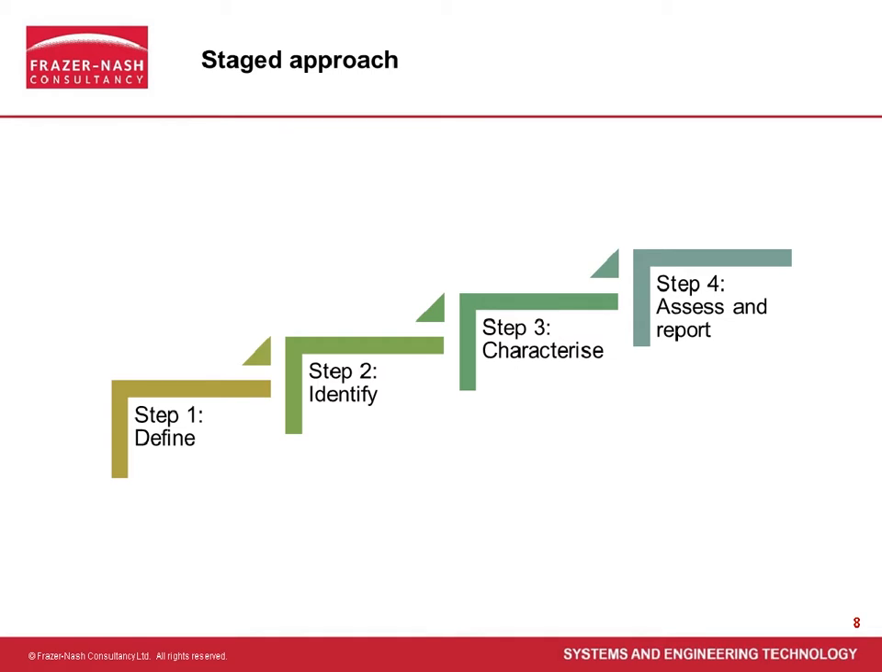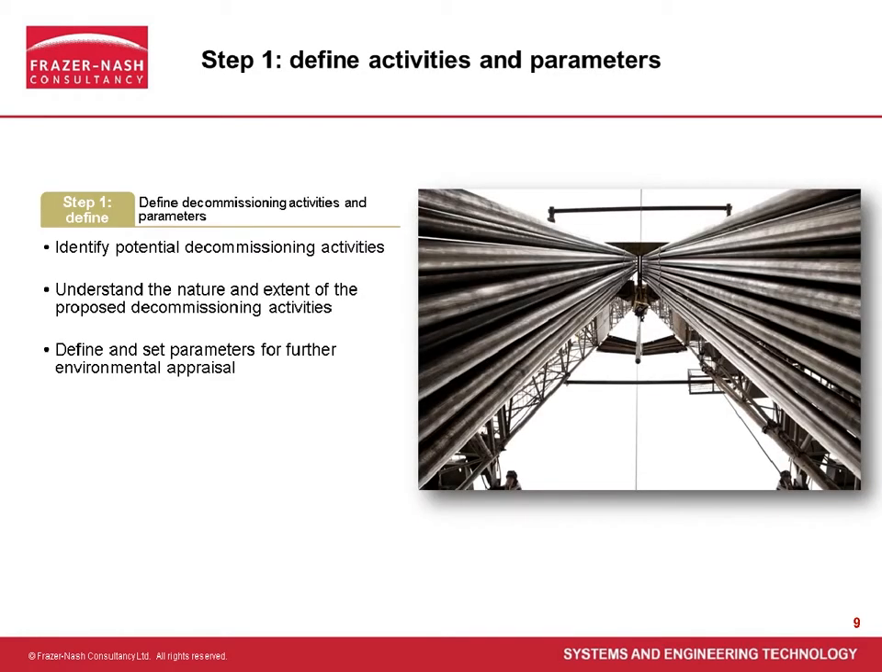The third step is to characterise the baseline environment. This is based on understanding the receiving environment and considering the relevant environmental aspects, impacts and risks that are posed by the decommissioning programme. Step 4 is to assess the significance of the environmental interactions, aspects, impacts and risks. At this stage, you'd also seek to define mitigation measures according to best environmental practice and best available techniques. Once this has been done, it's documented within an environmental assessment report.